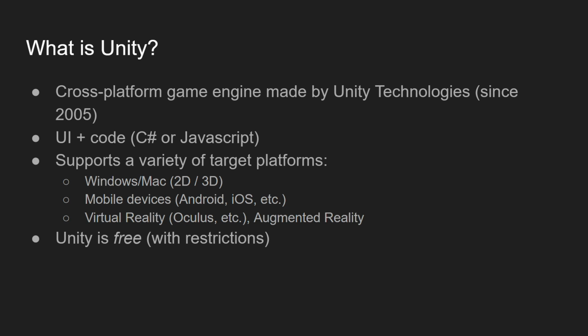So what is Unity? I'm guessing many of you watching this video know what it is, but just in case, Unity is a cross-platform game engine made by Unity Technologies. Around 2005, I think, is when it was made. And it consists of a UI interface plus code. So in the UI interface, you can add objects, create them, manipulate them, do animations, texturing, that kind of thing, lighting. And then if you want to get into detailed behaviors, you typically need to write code that's in either C# or JavaScript. I chose C# for this project, which I prefer as a language. And it supports a variety of target platforms, Windows, Mac, both 2D and 3D games, also mobile devices, Android, iOS, and it also supports virtual reality, for example, the Oculus Quest and other devices, and augmented reality.